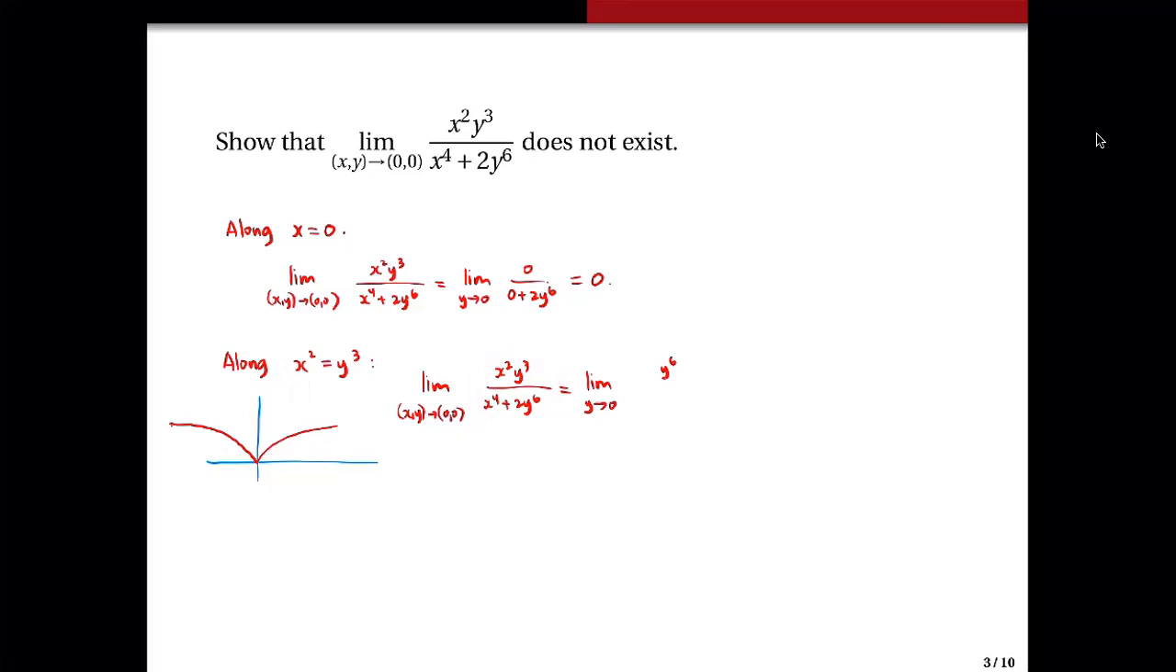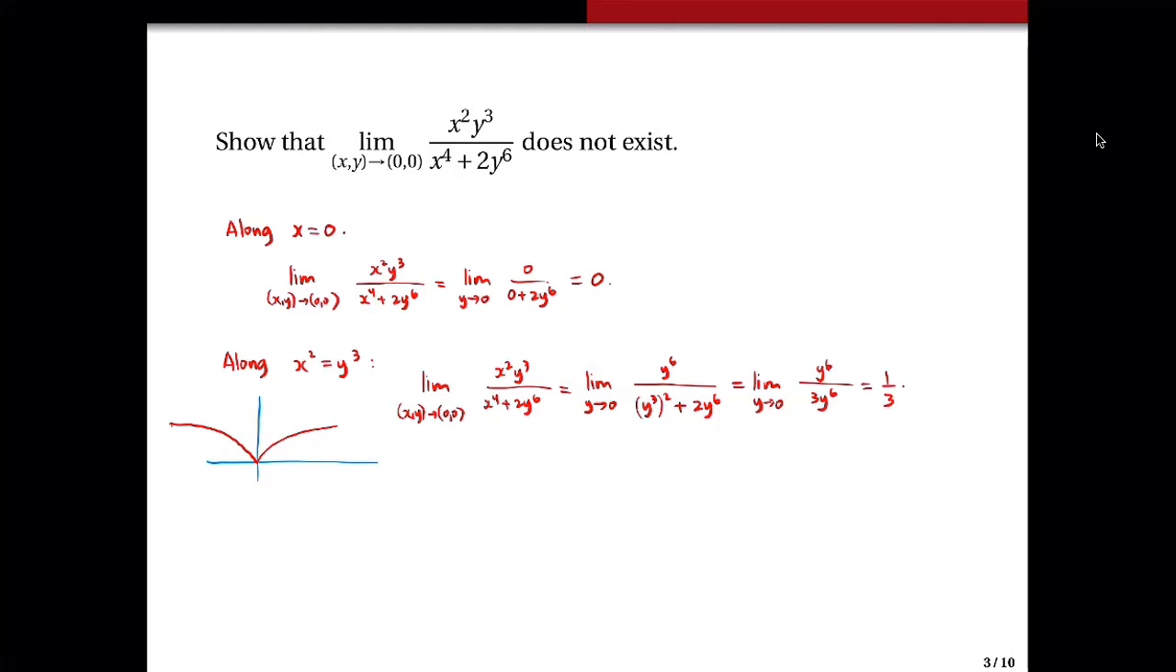Since x squared equals y cubed, the numerator becomes y to the 6, divided by x to the 4, which is x squared squared, so you will have (y cubed) squared plus 2y to the 6. But (y cubed) squared is y to the 6. So if you simplify this, you'll just have the limit as y goes to 0 of y to the 6 over 3y to the 6. And therefore, this is just equal to 1/3.